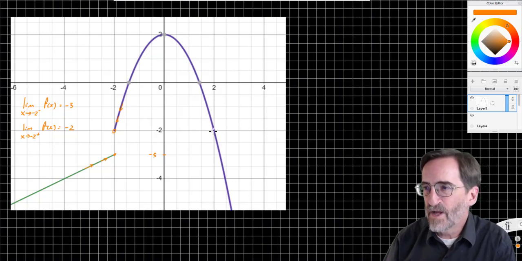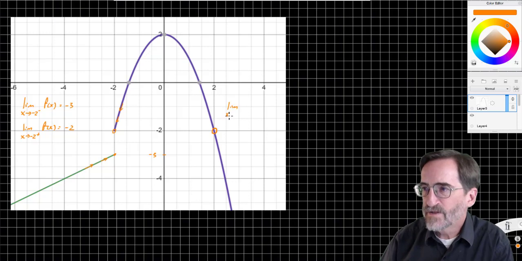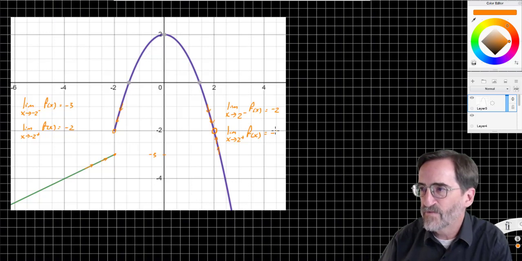All right, so let's look now at what happens here. We put our open circle here. What is the limit as x approaches 2 from the left? As x approaches 2 from the left, we can see that the function value goes to -2. What is the limit as x approaches 2 from the right of f of x? And you can see that in this case, the limit is the same. It's also -2.